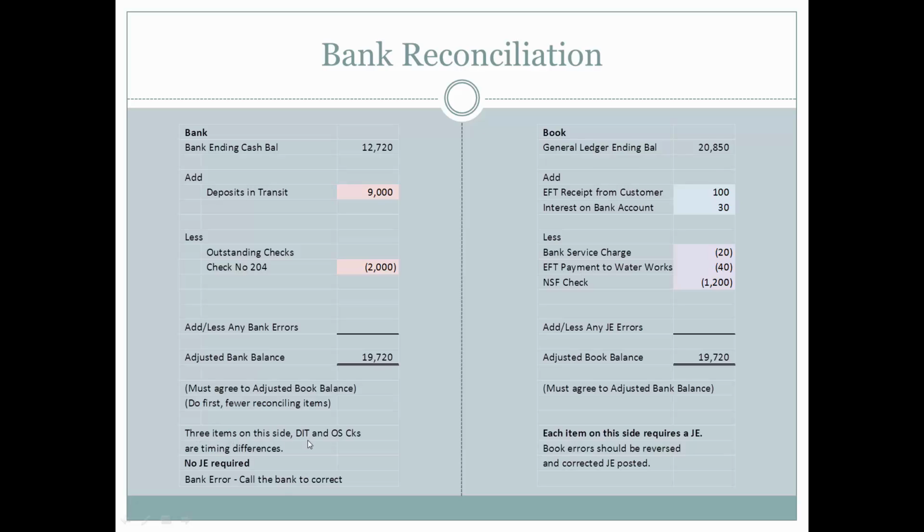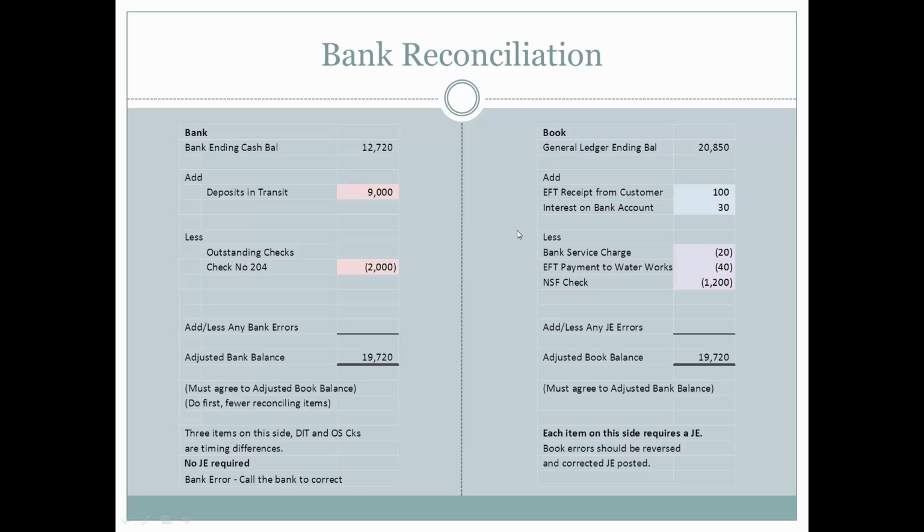And so those three items are all going to be the timing differences: deposits in transit and outstanding checks. No journal entry is ever required for these because the bank is just not in sync with the books of the company, and therefore these just represent reconciliation items that you're using to bring the bank balance up to date with the book balance for legitimate transactions. And if there ever was a bank error, you would just simply call the bank and ask them to correct it.